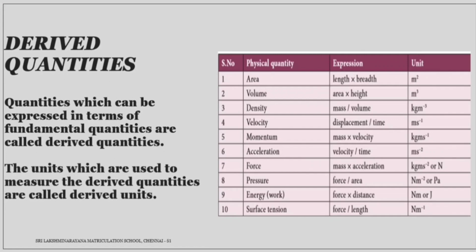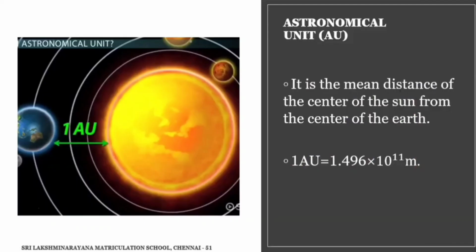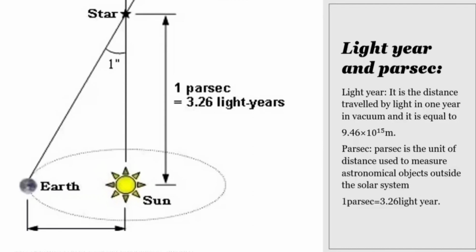Next topic is length. Length is the extent of something between 2 points. The SI unit of length is meter. To measure the very large distances of astronomical objects, we use the following units. They are astronomical unit, light year and parsec. The mean distance of the center of the sun from the center of the earth is known as astronomical unit. 1 AU is equal to 1.496 × 10^11 meter.